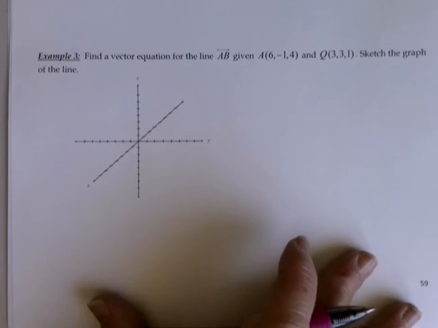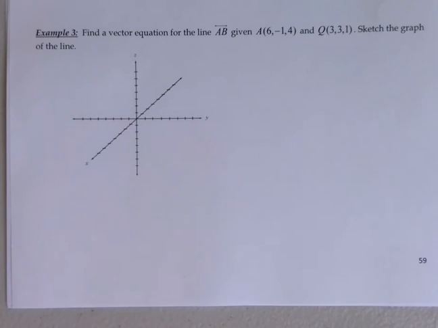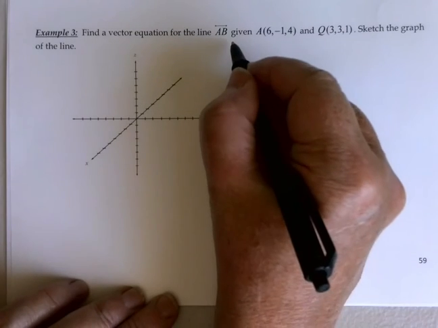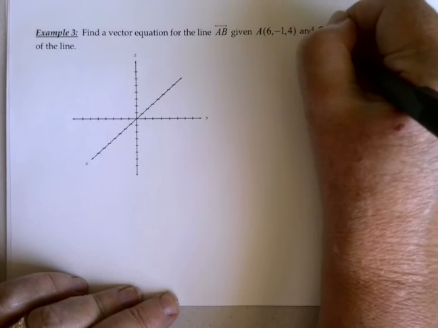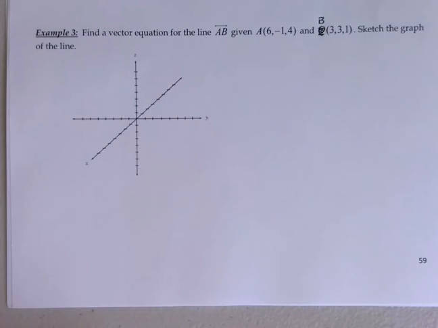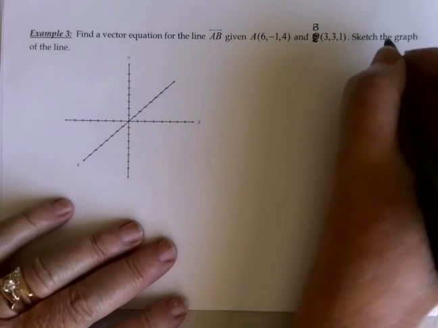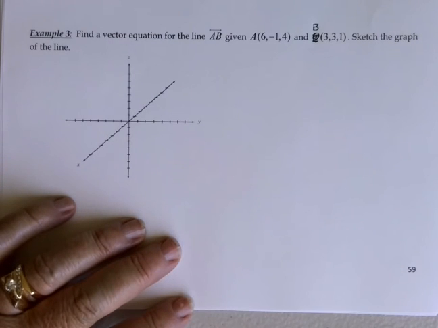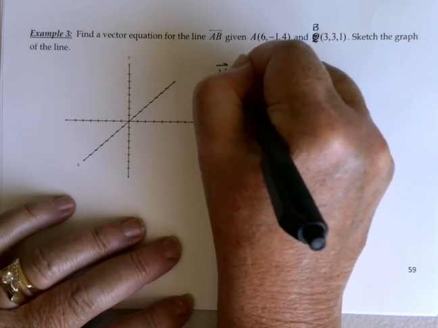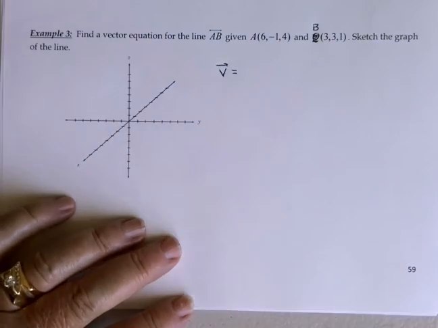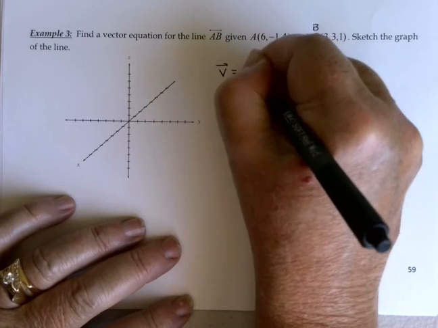All right, let's try example 3. This time I'd like the vector equation for a three-dimensional line, AB, given the points A and B. And then we'll see about sketching the graph of that line. That might be more than I want to do right now. We could maybe use Maple. We'll see. First of all, in order to find the vector equation of a line, I always need two things. I need a direction vector and a point. So let's start with a direction vector. To get a direction vector, I'll just use the vector AB.